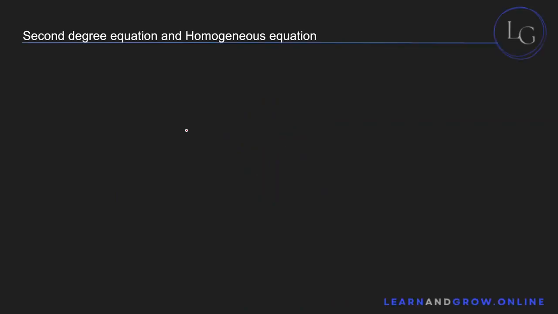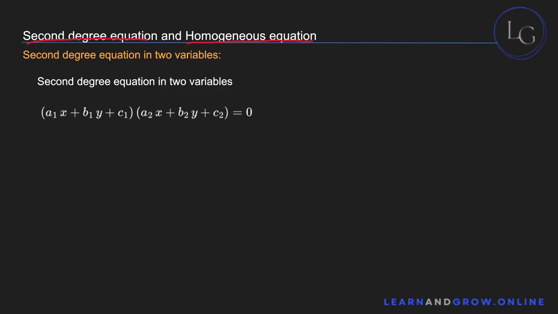Now let's see what a second degree equation is and what a homogeneous equation is. A second degree equation is just multiplying two general equations of a linear line, right? If we just multiply two general equations of a line and equate that equal to 0, you get a second degree equation in two variables, the two variables being x and y. Okay, that's just simple enough.